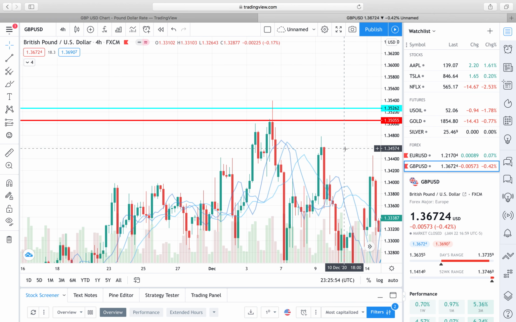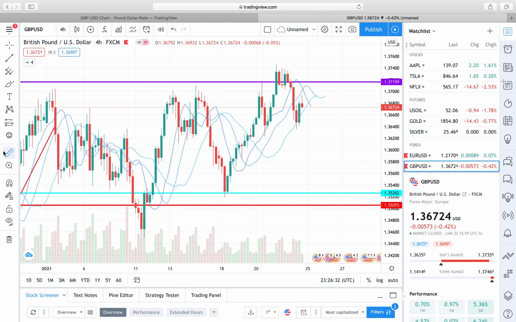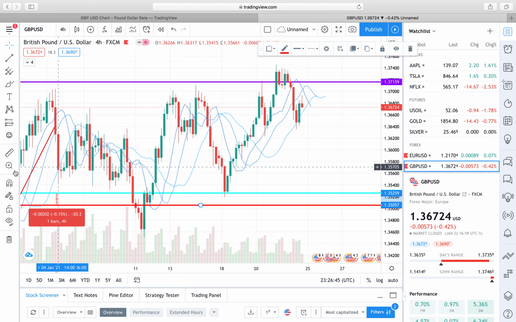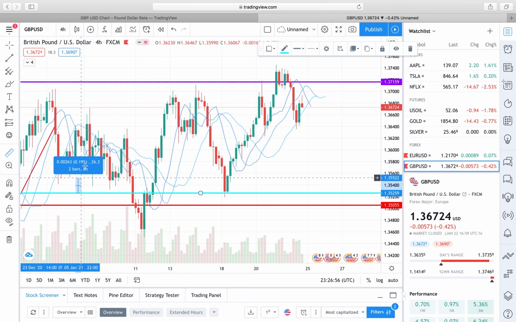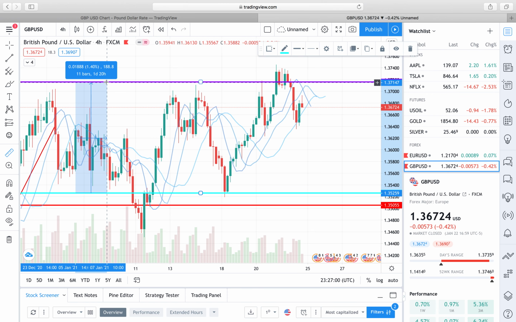My take profit is 1.37159. So now I'm just going to get the ruler right here, and I'm going to measure how many pips I would lose from here. See, I would only lose 20.2 pips, and my dad has this rule about not betting more than 25 pips. So that's perfect. It's only 20.2 pips, and I'm going to measure from here. And you would be making 190.1 pips.